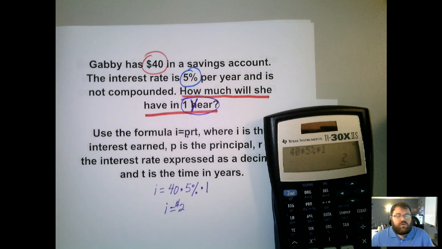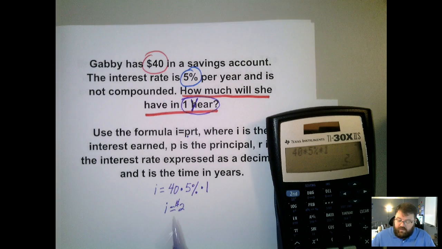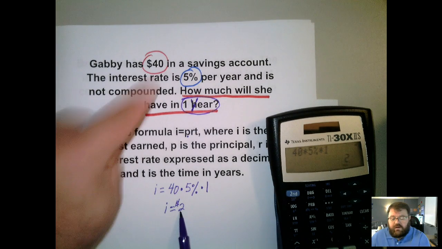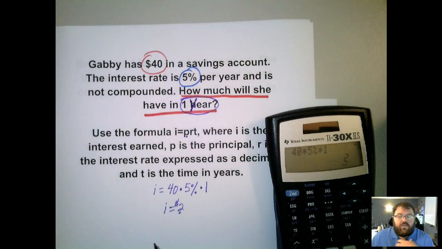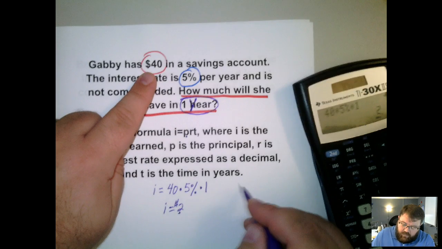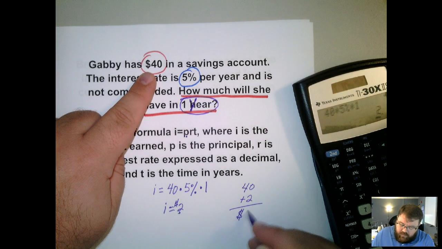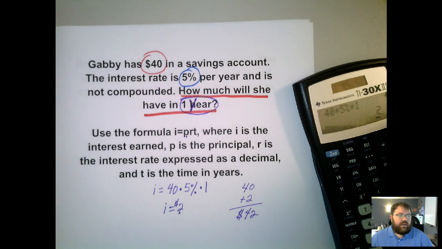However, if you say your answer is $2, you're wrong. And the reason that you are wrong is because the question is, how much will she have? Well, she's going to have more than $2 because she deposited 40. So in order to calculate how much she's going to have, we need to take the original balance of 40 plus the interest to get the $42 that she has in the account. Okay?